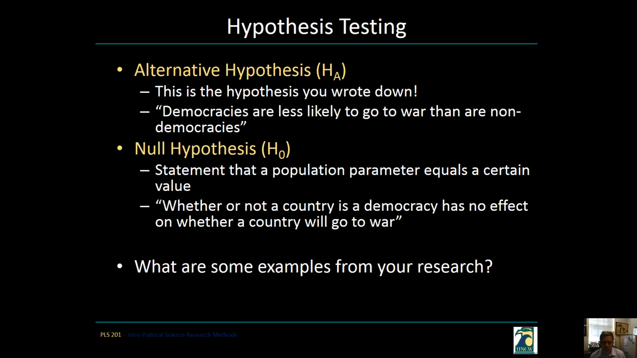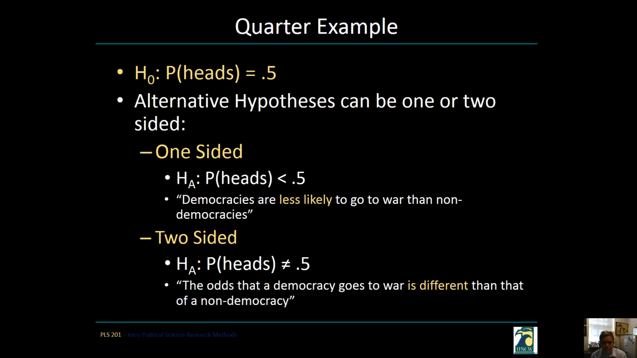So again, if this is a little bit confusing, always remember what you think of as your hypothesis has always been your hypothesis. In this case, democracies are less likely to go to war. It just so happens that when we're thinking about statistics, we label that as an alternative hypothesis. And we'll give a lot more examples to sort of demonstrate this. So here is an example. And like I said, we're going to use a lot of quarters over these lectures.